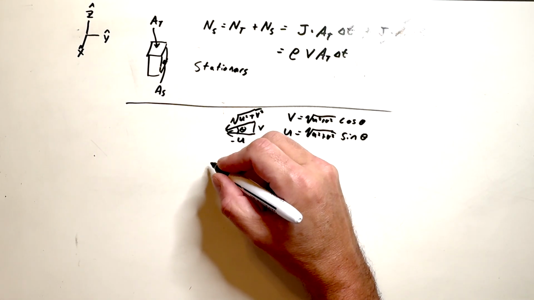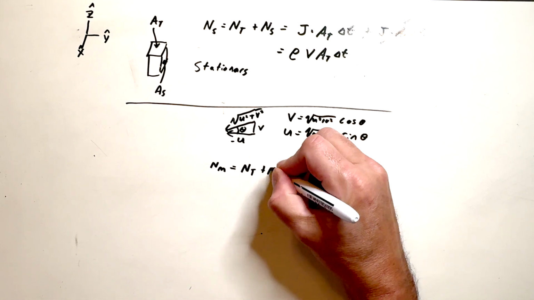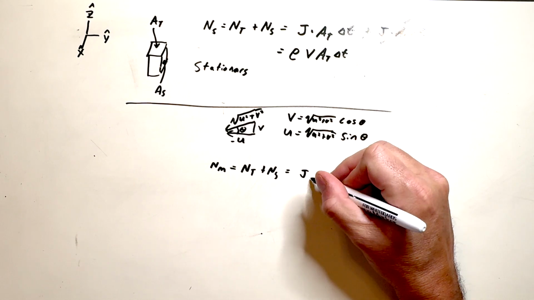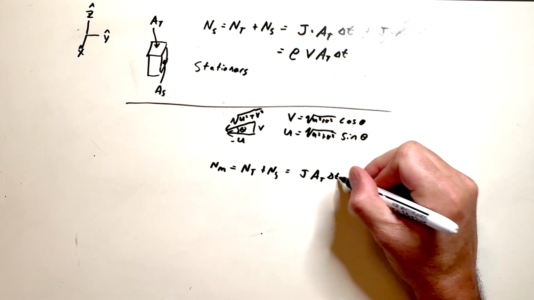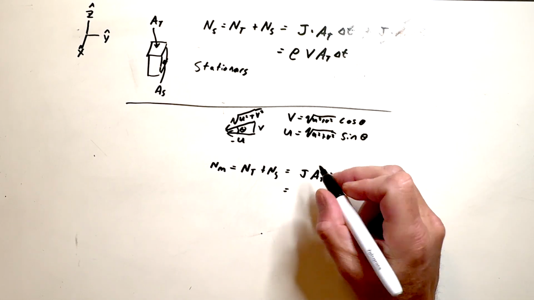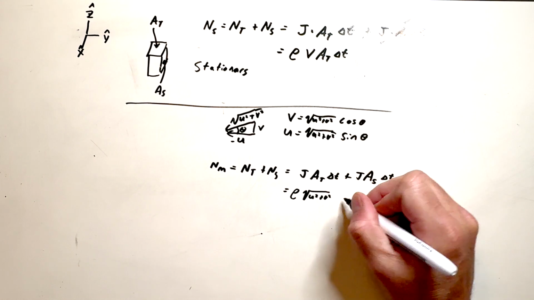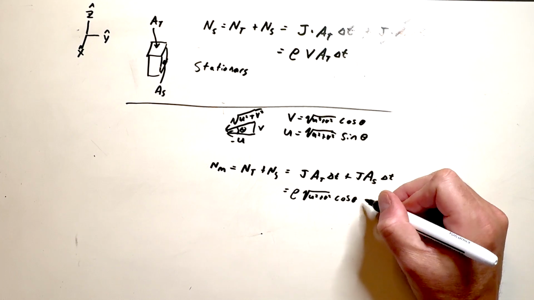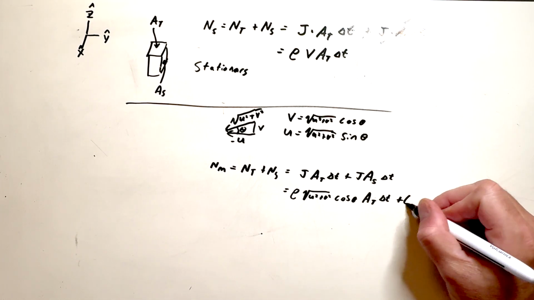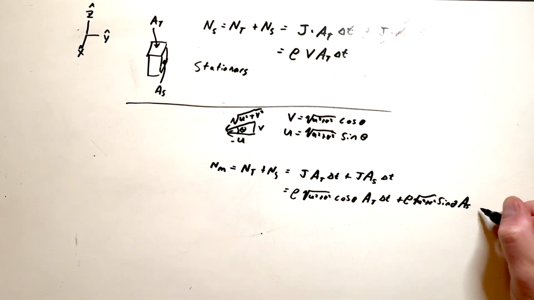So now let's write the number of drops hitting us in the moving state, and that will be equal to the number that hit us on the top plus the number that hit us on the side. But now these values will be a little bit different. They're still going to be the current J times the cross-sectional area on the top of our head times delta t plus J times the cross-sectional area on the side times delta t. But this will now be rho times the square root of u squared plus v squared times the cosine of theta times a sub t delta t plus rho square root of u squared plus v squared sine theta times a sub s delta t.